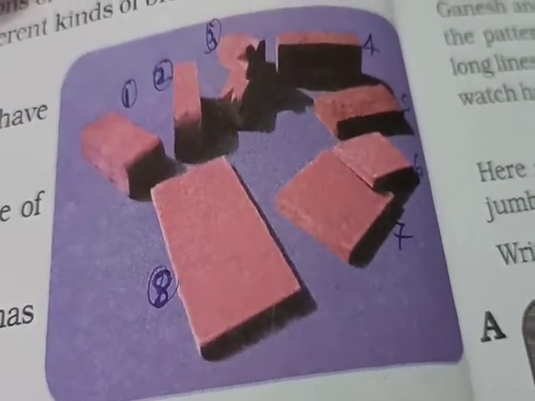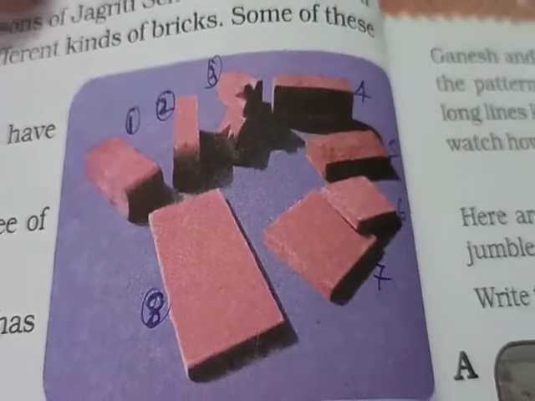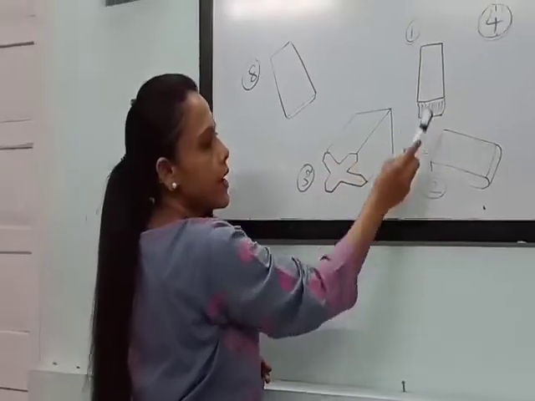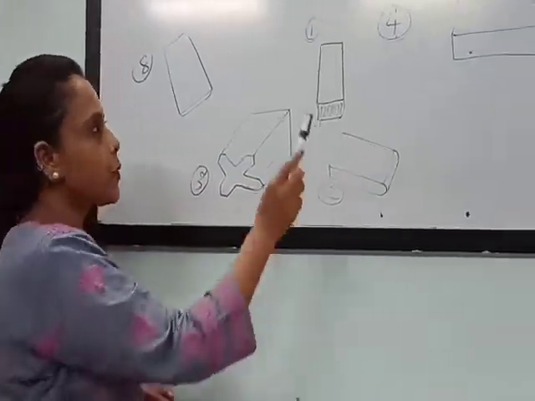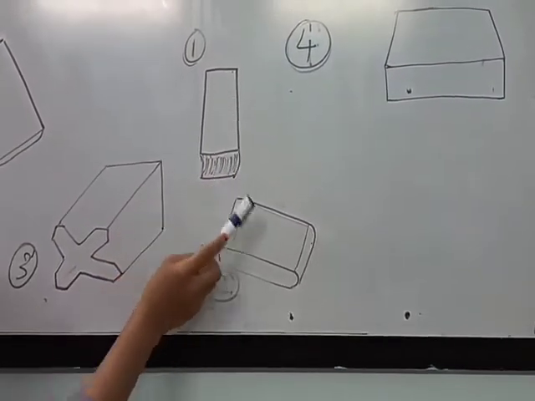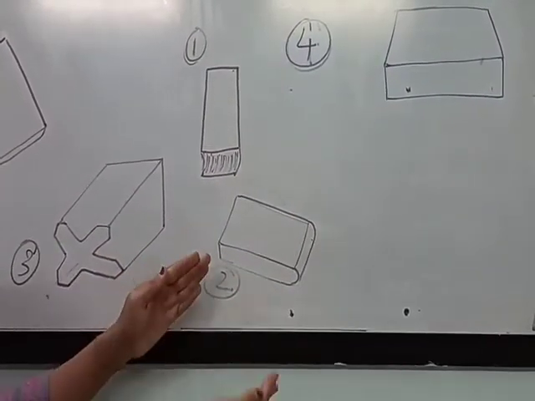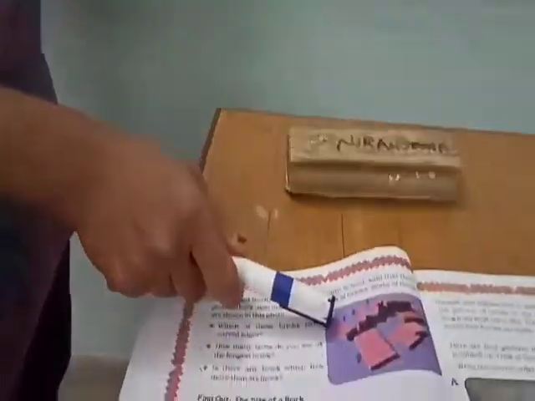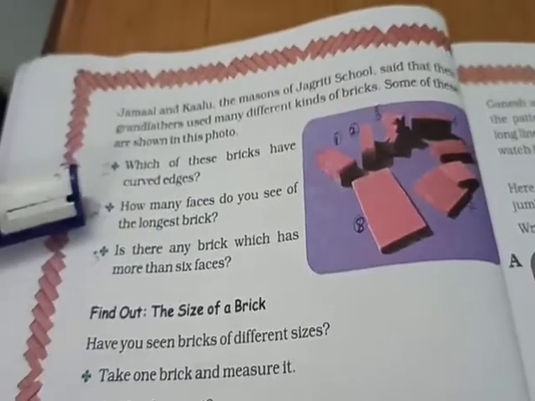Yes, look carefully, which brick has curved edges. Edges means its border, its rim, that has a curved shape. Okay, now look at the board. See this first and second brick which is there in your textbook. I have made a drawing on the board. Look at here, the edges are curved. Can you see the curved edges? Right? So, what will you write as the answer here? Brick number 1 and 2 have curved edges.